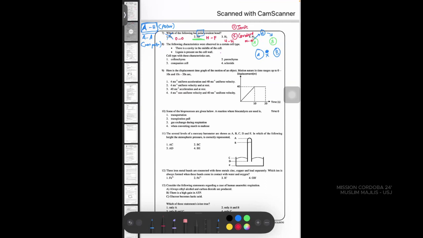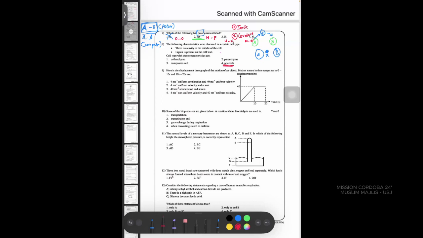Now, can someone tell me which of the four answers is a sclerenchyma type? Sclerites. Very good. What is the other type of sclerenchyma you have? One is sclerites, and the other is sclerenchyma fibers. Excellent.